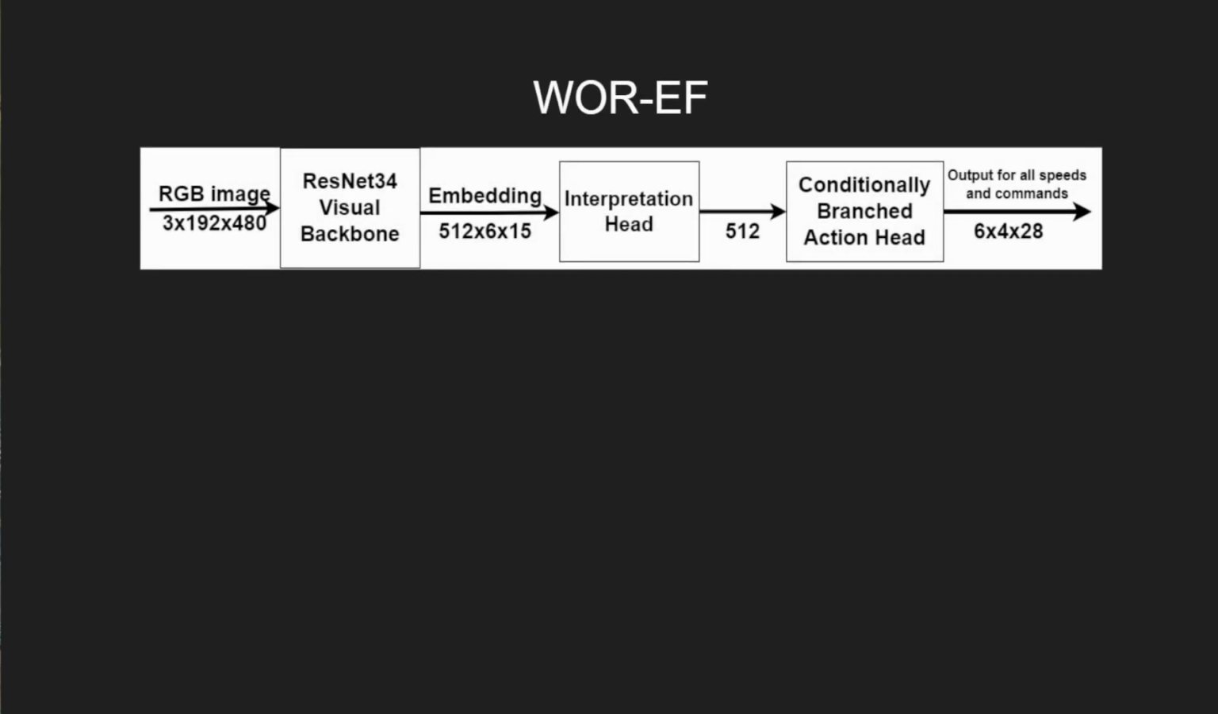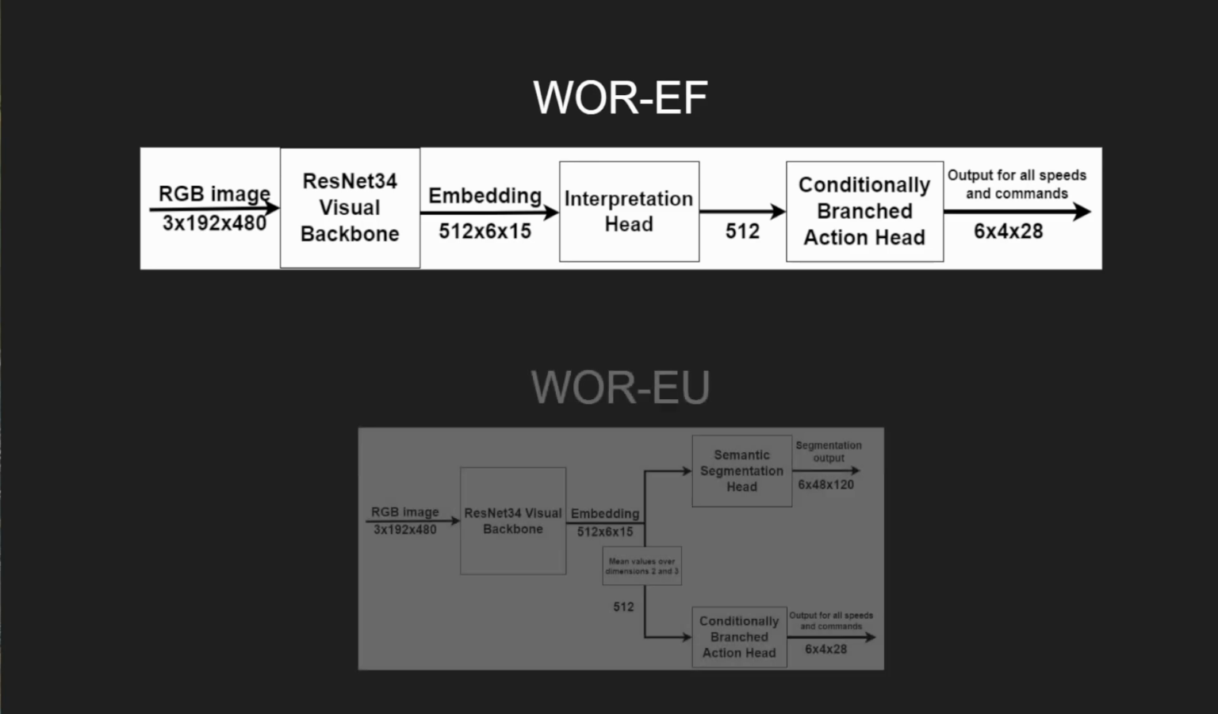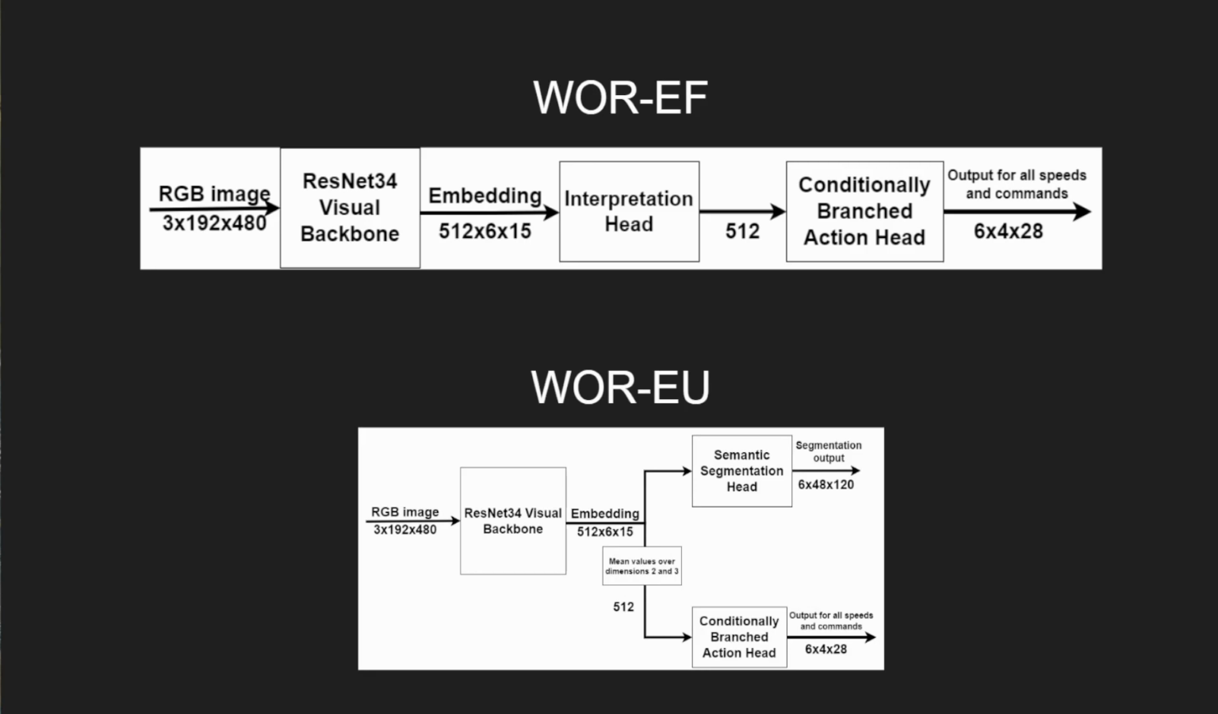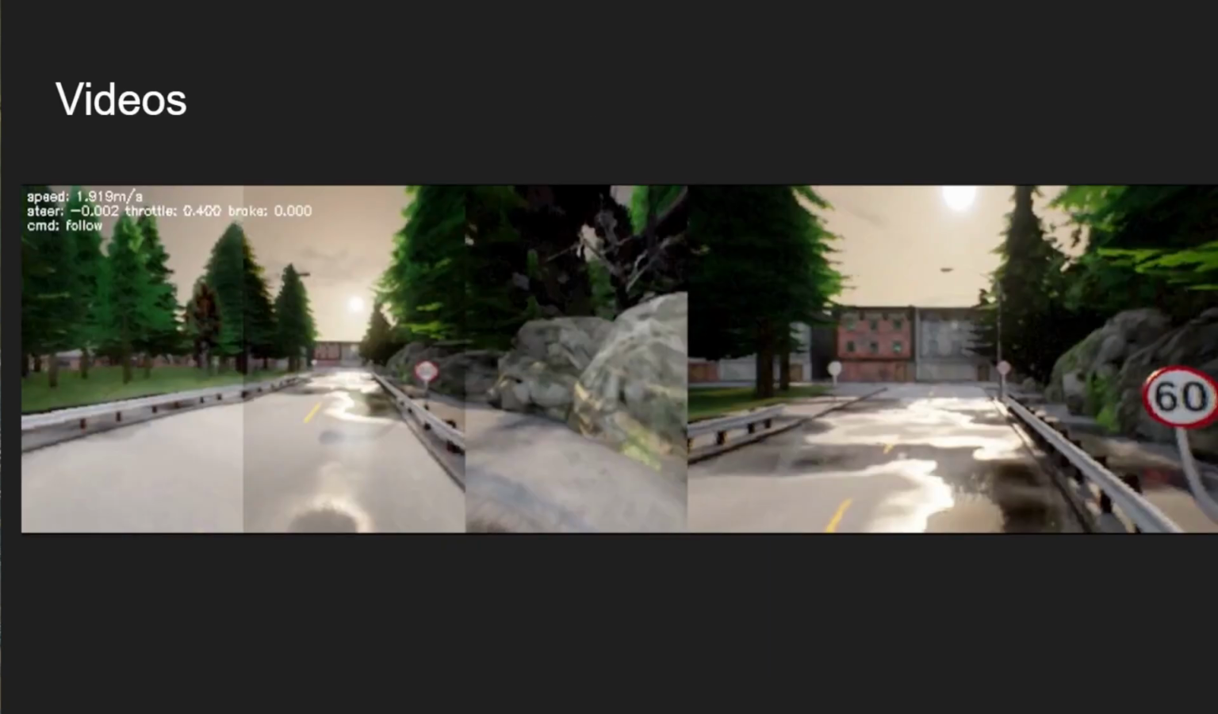We use this trained visual encoder in two different visuomotor training processes. VOR-EF, where the encoder has frozen weights and only trains on action prediction with an additional interpretation head, and VOR-EU, where the encoder does not have frozen weights and trains on both semantic segmentation and action prediction. Moving on to the videos.